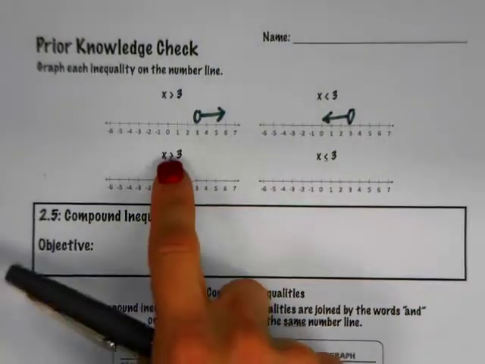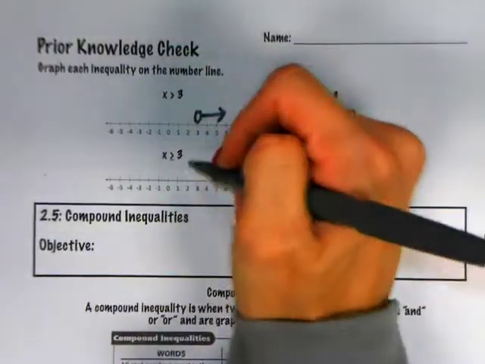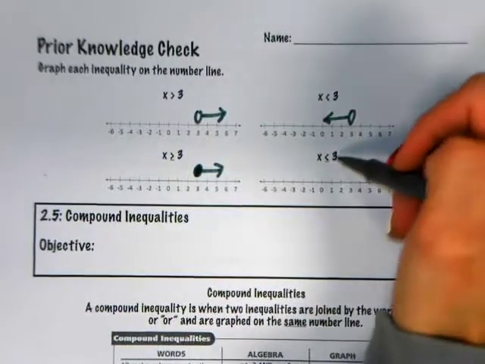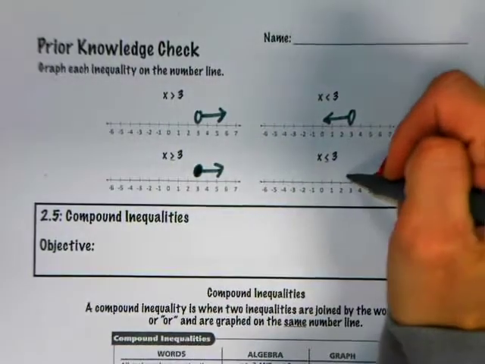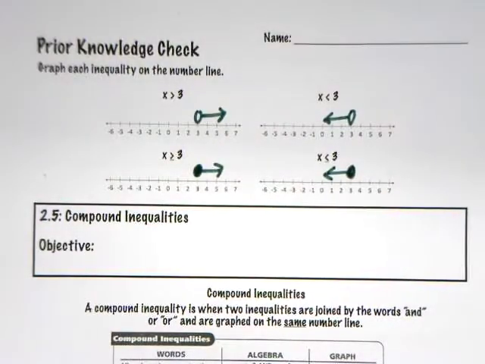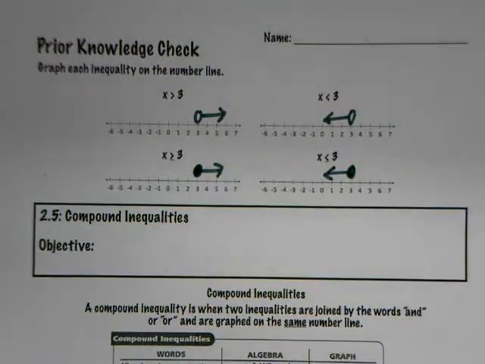Okay, greater than or equal to 3, open or closed? Closed. Closed, to the right. Right. And then less than or equal to 3, closed, left. Yep. Okay, so here's kind of like your cheat sheet for this if you're still kind of struggling.